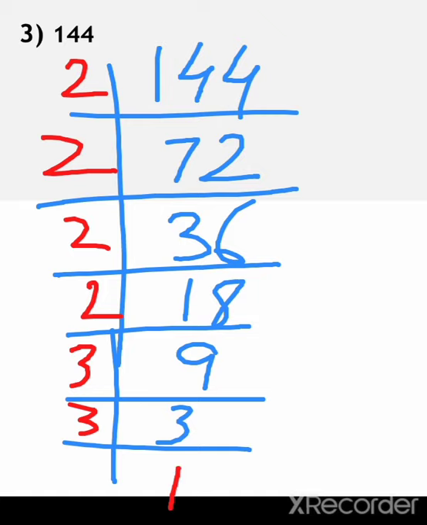So what are the factors I have got here? 144 is equal to 2 into 2 into 2 into 2 into 3 into 3, that is 2 four times and 3 two times. So this was the last sum.